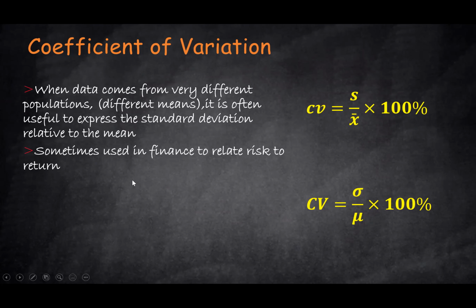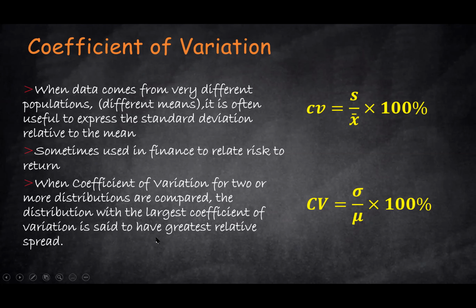It's a very useful measurement in finance to relate risk to return, because when the coefficients of variation of 2 or more distributions are compared, the distribution with the largest coefficient of variation is said to have the greatest relative spread. So this completes the video that presents the measurements of variation.